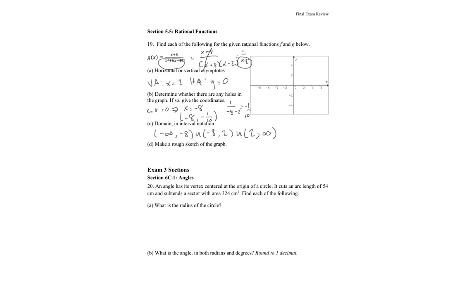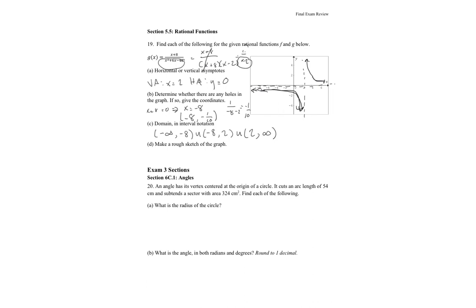It asks to make a rough sketch of the graph. Like I said, we know we're going to have a vertical asymptote at 2, a horizontal asymptote at 0, and a hole at negative 8, negative 1/10. So we know our behavior is going to look a little bit like this. If we plot some points, we'll be able to see that our behavior kind of looks like this, which isn't super connected, but there we go, kind of like that.